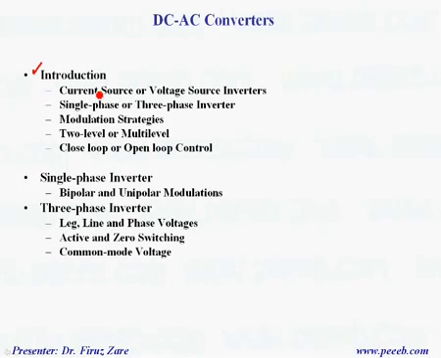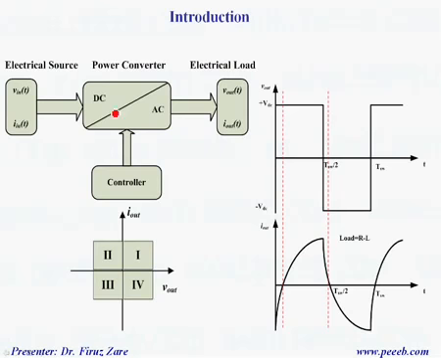Introduction, basically talking about general concepts in inverters, which is current source or voltage source inverters, single phase or three-phase inverters, modulation strategies, two-level or multi-level converters, and closed loop or open loop control, and then bipolar and unipolar modulations in single phase inverter, and finally different concepts in three-phase inverter. So in an inverter, we convert the DC voltage to an AC voltage.